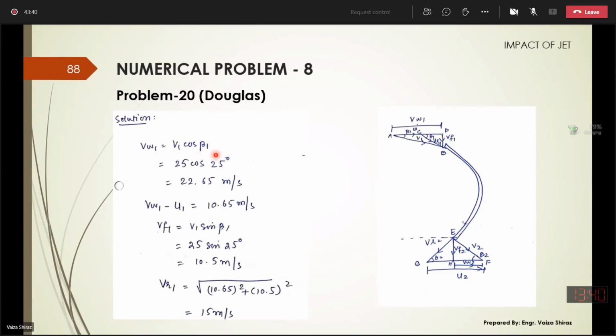So VW1 is V1 cos of beta 1. This is basically, sorry, it is a horizontal component of C.